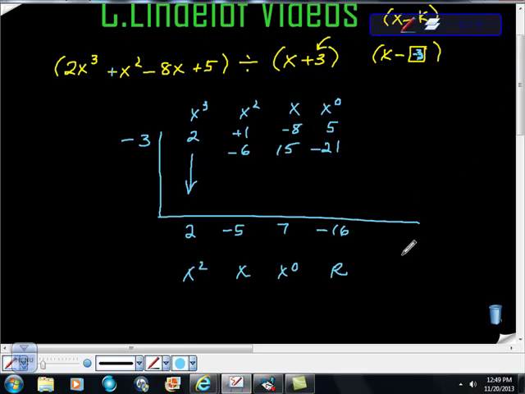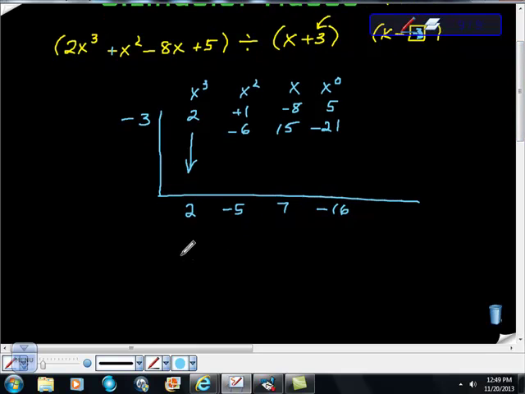So here's the question that we just answered. What is 2x cubed plus x squared minus 8x plus 5 divided by x plus 3 equal to? And we used synthetic division. Now we have to put our answer back together. I told you that when it goes in the machine, it comes in here. When it comes out, it comes out decremented by 1. So we're going to get 2x squared minus 5x plus 7, plus negative 16 over x plus 3, because that's our remainder, isn't it?